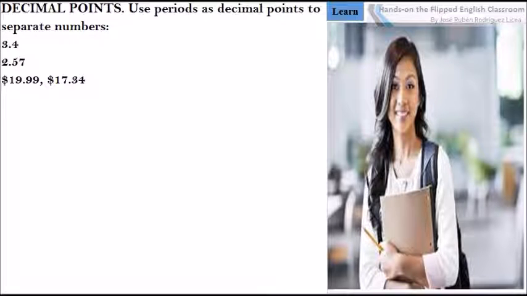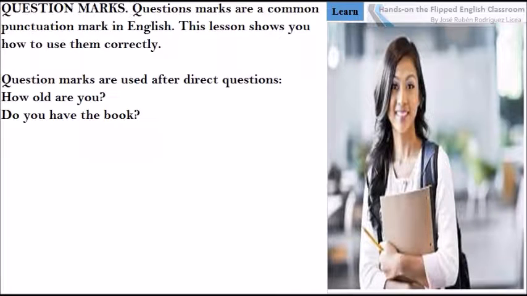Decimal points. Use periods as decimal points to separate numbers: 3.4, 2.57, $19.99, $17.34. Question marks. Question marks are a common punctuation mark in English. This lesson shows you how to use them correctly.